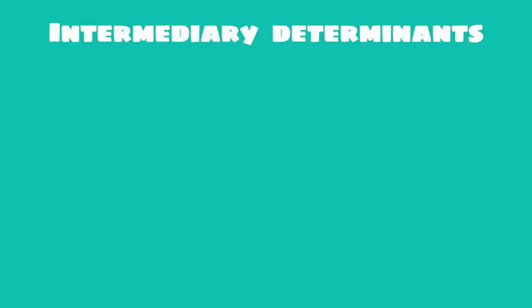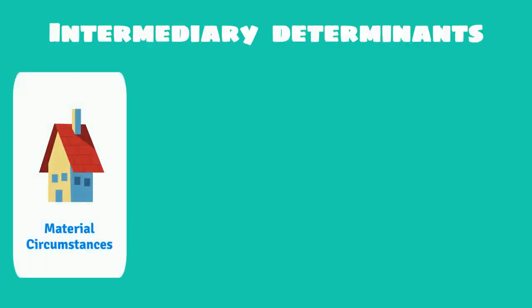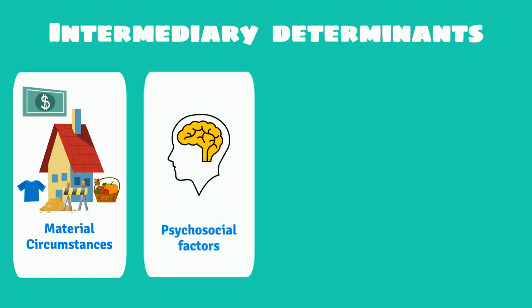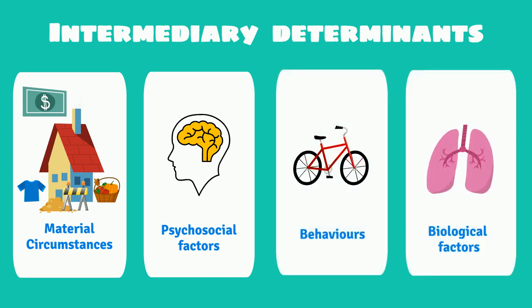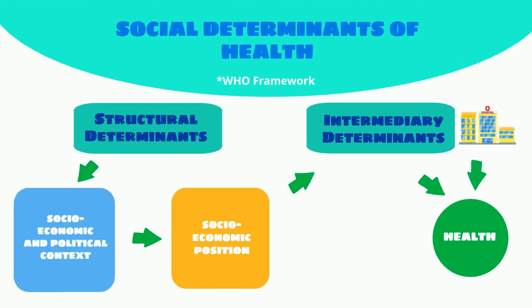These include material circumstances, such as the quality of housing, the financial means to buy healthy food, clothing, or other requirements for healthy living, and work environment. Psychosocial factors, like stressful living circumstances, relationships, and social support. Behavioral and biological factors. In addition to these, health systems determine the type of healthcare, the quality of it, and how easily accessible it is. Bridging the structural and intermediary determinants are social cohesion and social capital.